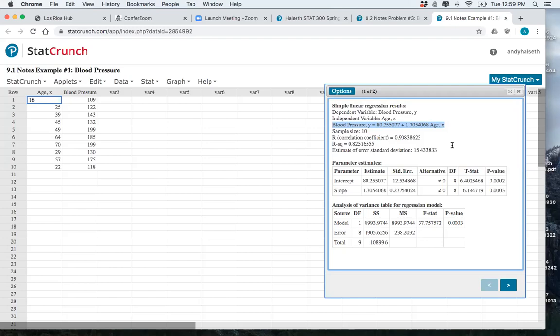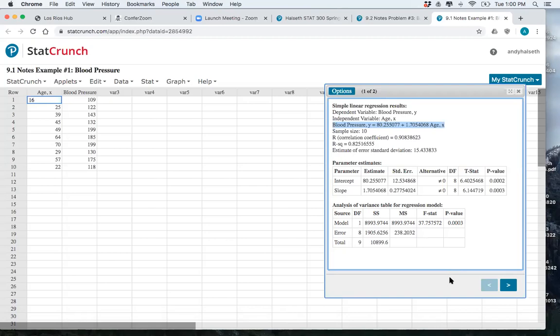Right, and then I have 80.26, we'll round to 2 decimal places here, should be sufficient, plus 1.71, and then times x is all I'm going to write. I don't have to write age comma x, right? So it will look like just a linear equation that way. Okay, so let me show you a few things, and I'm going to jump back to my handout about that.